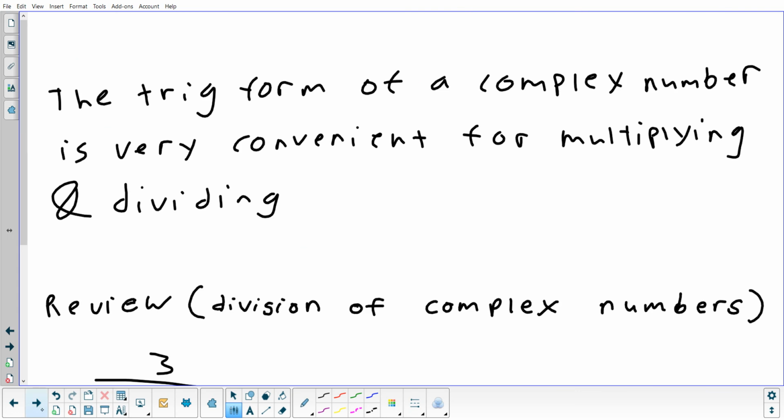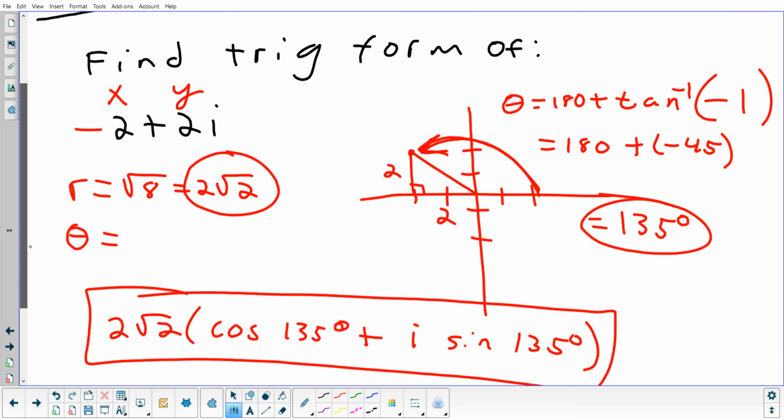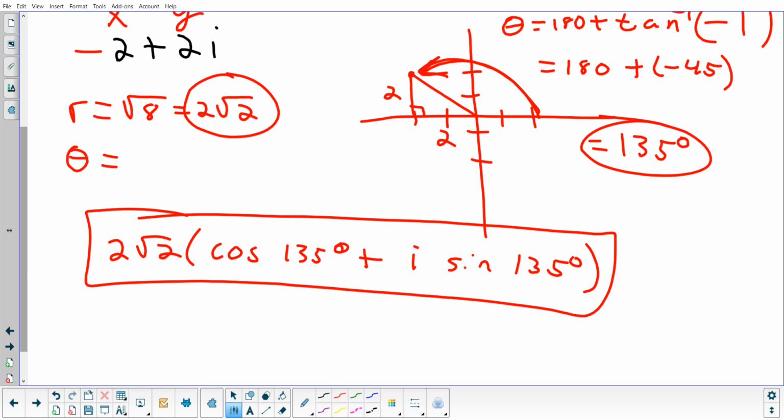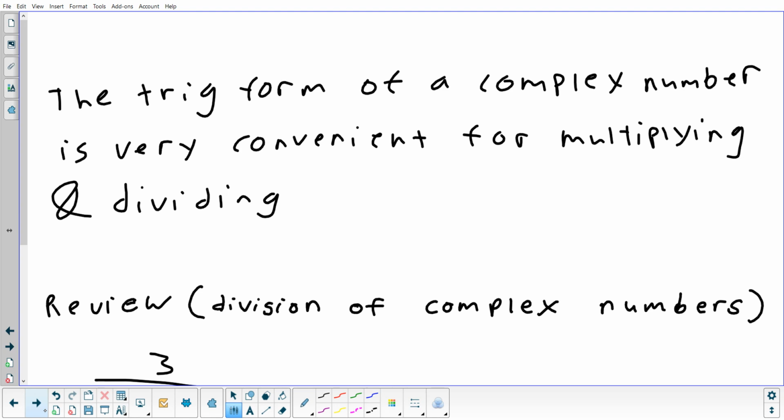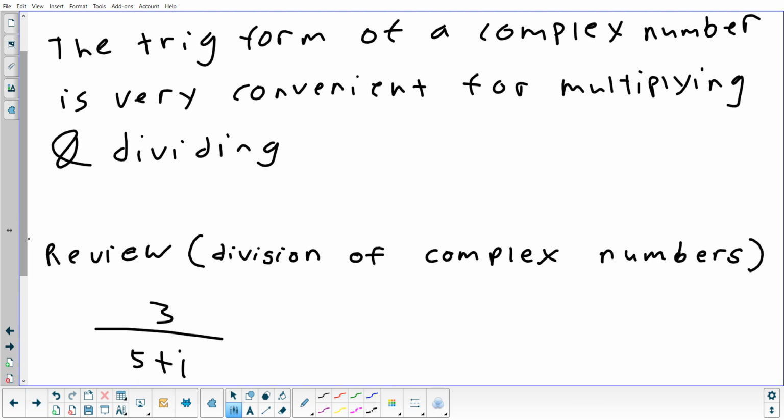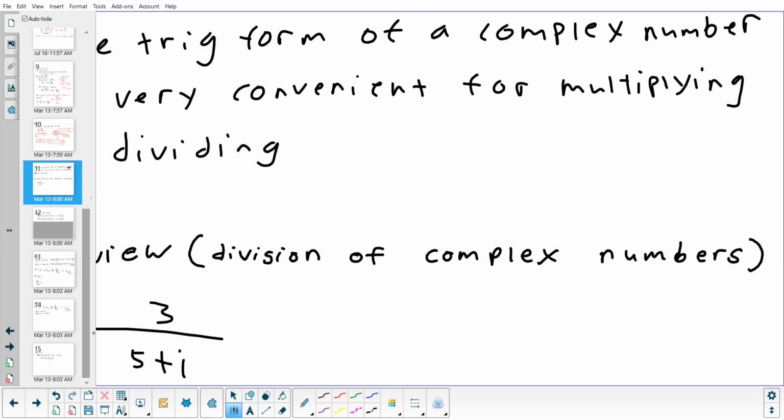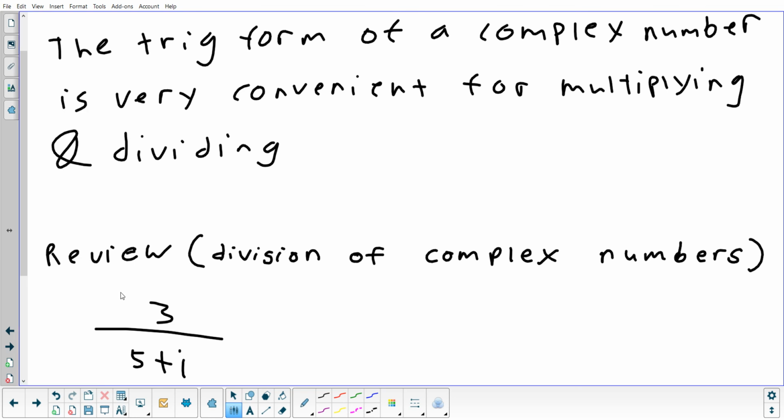All right. So, why do we want to write a number this way? Well, I kind of hinted at that earlier. Writing a complex number in trig form makes multiplication and division extremely easy. Let's review how we do multiplication or division without this, and then we'll do one with this, and I'll show you how much easier it is. So the trig form of a complex number gives you a very simple way to multiply and divide. And this will be the last thing you look at.